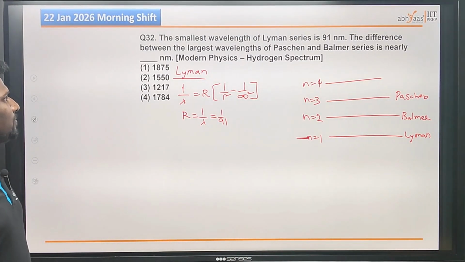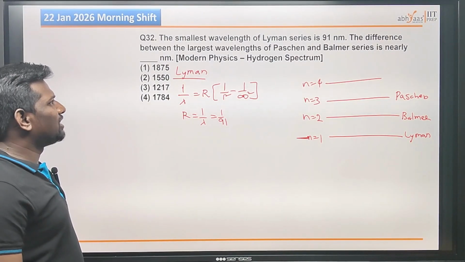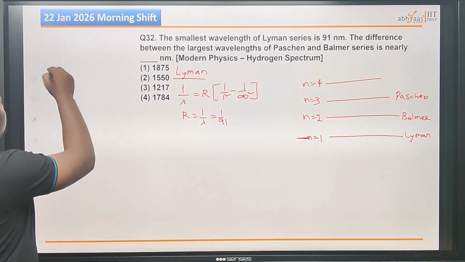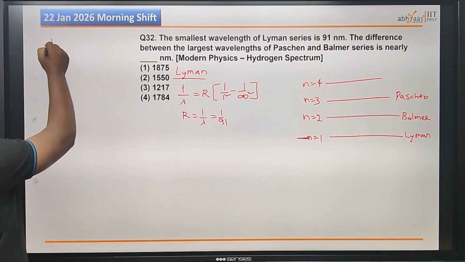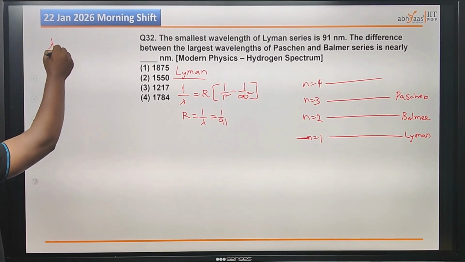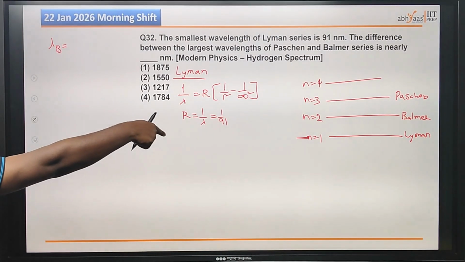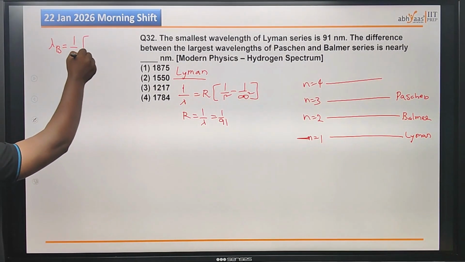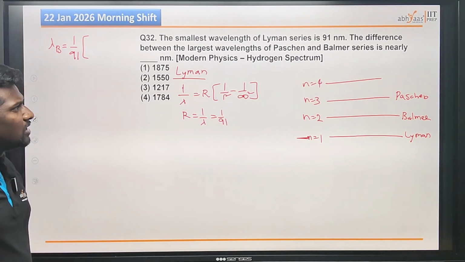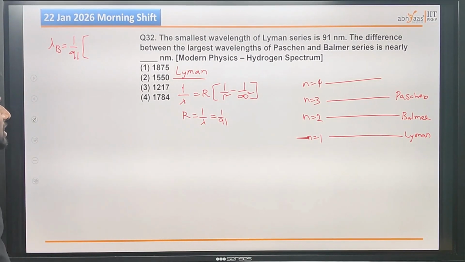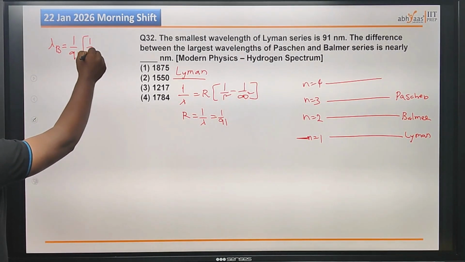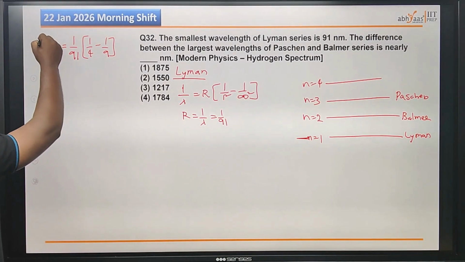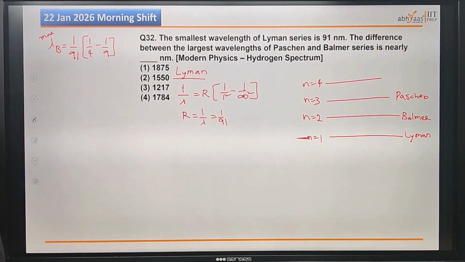So what do you have to find now? You have to find the largest wavelength of the Paschen and Balmer series. So the wavelength for the Balmer series, I am writing here. See here, Balmer series. What is the R value? R value is nothing but 1 by 91, in the Balmer series. What is N1? N1 is nothing but 2. So 1 by 4 minus 1 by 9. This is the Balmer series maximum wavelength.